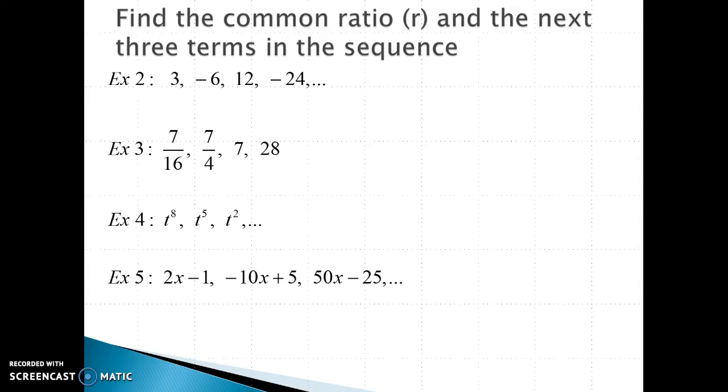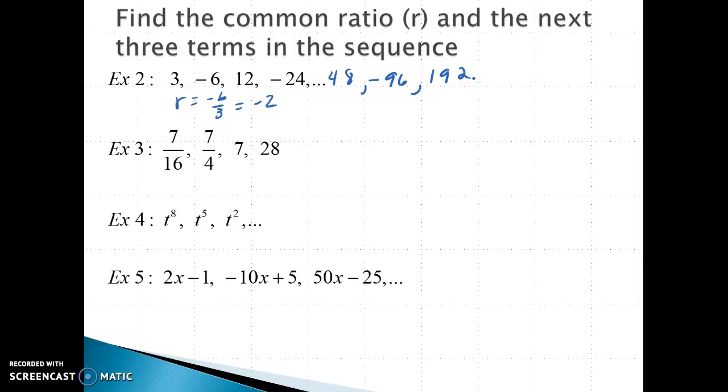Okay, so for each of these problems, we want to find the common ratio R and the next three terms in the sequence. Just like we talked about on the previous slide, we are going to take a term and divide it by its previous term. So for example 2, we get the common ratio of negative 2. Now when we test this theory, if we take each term and multiply it by negative 2, we get the next term. So my next terms are going to be positive 48, then negative 96, then positive 192.